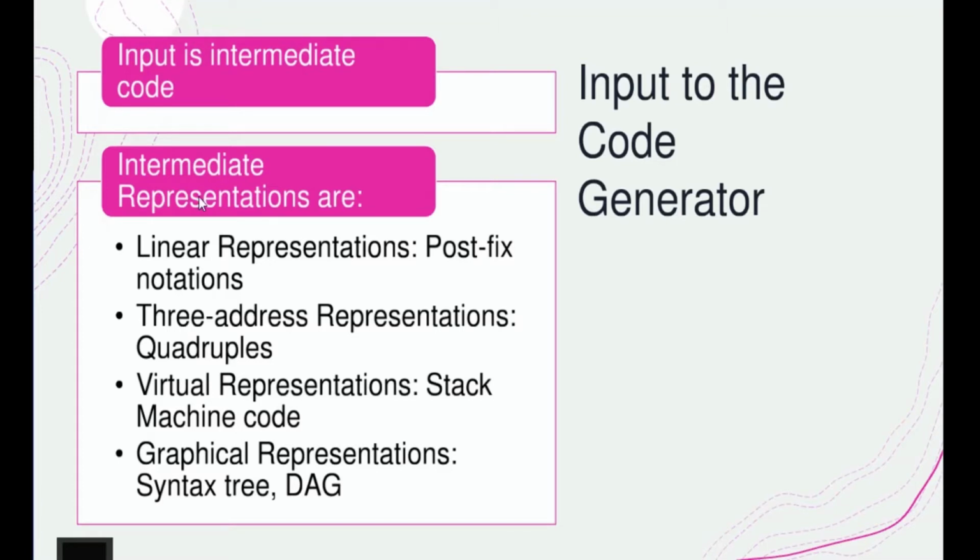Okay, so the intermediate representations are usually of 4 types. One is linear representation, that is postfix notation. Then 3 address representation, that is our quadruple representation, and virtual representation, that is our stack machine code, and graphical representation, that is our syntax tree and DAG. So these are the various representations of our intermediate code. So the first issue is the input provided to the code generator, that is, how the input is provided to the code generator. That is the first issue to be dealt with.